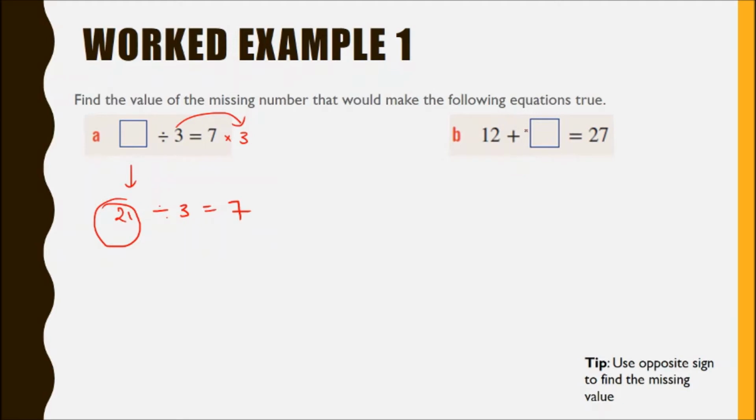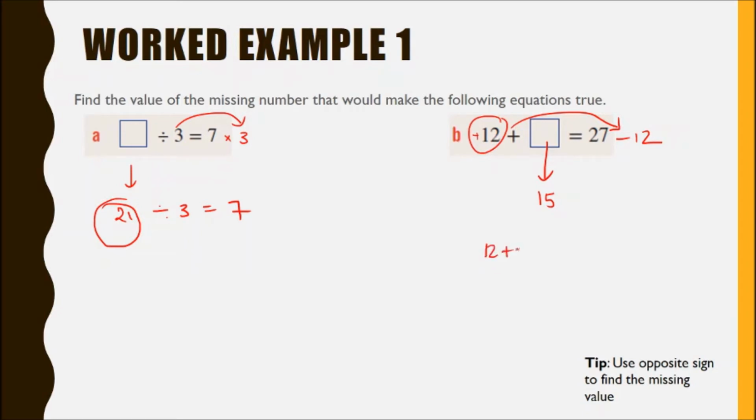Over here we can say 12 plus what equals 27. Now you could just carry the 12 across, and you could say 27 minus 12, because the sign in front of the 12 is a positive. So when it goes over the equal sign, it becomes the opposite, which is a minus. So 27 minus 12 is 15. We know that 12 plus 15 is 27.